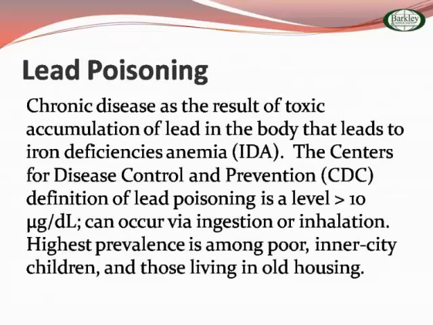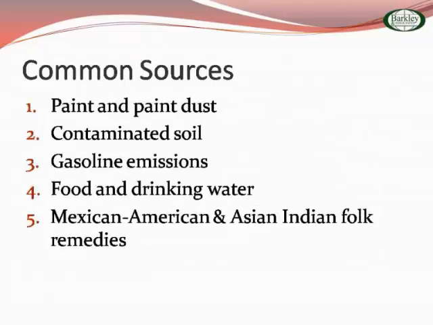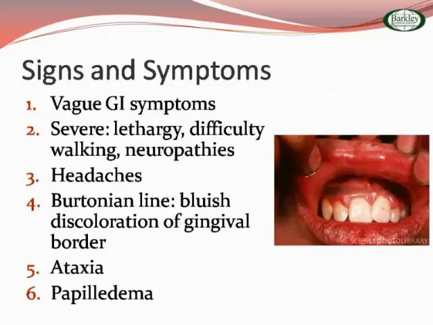And now lead poisoning. The thing about lead poisoning, what did I tell you lead poisoning leads to? It leads to iron deficiency anemia, right? CDC says 10 is the level. You can get it from paint dust, gasoline, food and drug, things that are contaminated. I think about living in the inner city, old housing. This is showing you here some of the signs and symptoms. Burtonian line, there's that blue line at the gingival border. They can get ataxia, papilledema. May be very vague, so you have a wide range of symptoms.